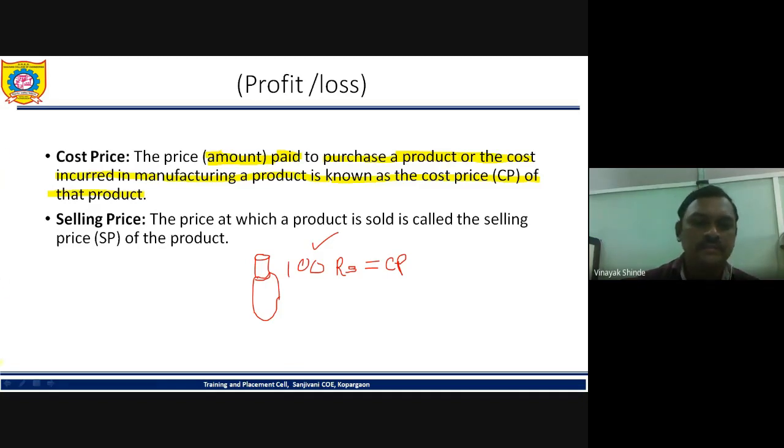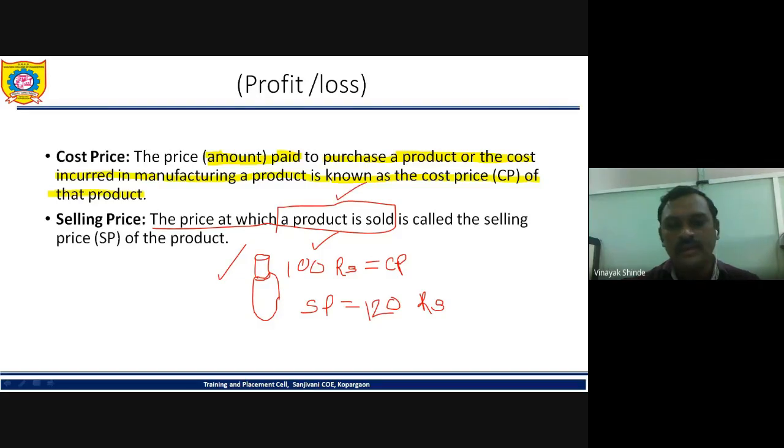Then what is the selling price? If your company sells the product, let us say this water bottle, for, let's say, 120 rupees, then can you tell me what is the profit in this case? Selling price is the price at which a product is sold. So the water bottle is purchased for 100 rupees and now we are selling it for 120 rupees. You can unmute yourself and give the answer.